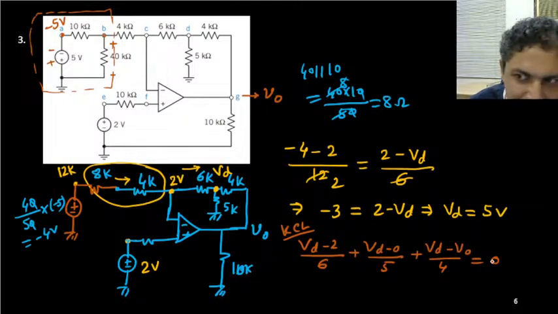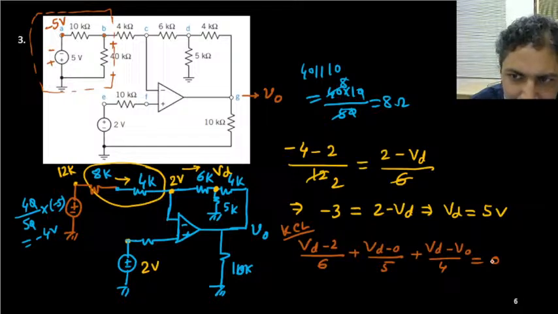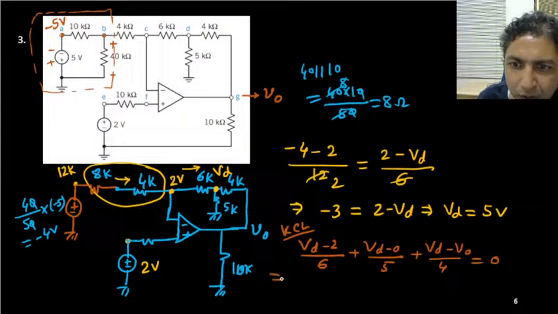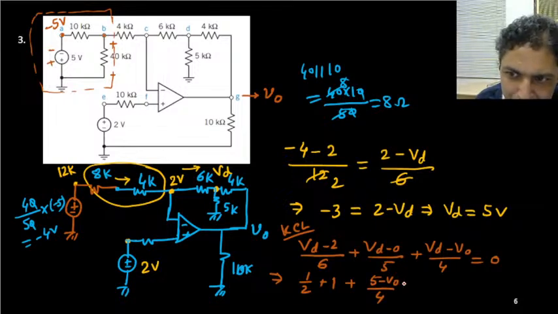Is it okay? Now Vd is also known. Vd is your 5 volt. If Vd is 5 volt, now you can find out the V0 easily. So if you replace Vd equals 5 volt, then what are you getting? 5 minus 2 is 3. So this is becoming half. This is your 5 by 5. This is 1. And this is your (5 minus V0) by 4, and that is equal to 0.